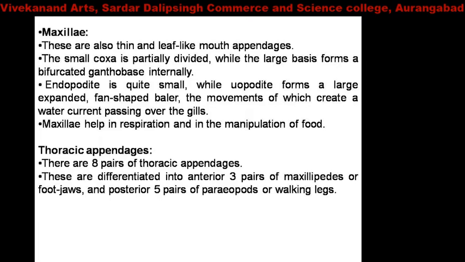Next, appendage of the cephalothoracic or the oral appendages is maxilla. These are small, thin and leaf-like mouth appendages. The small coxa is partially divided while the large bases form a bifurcated gnathobase internally.